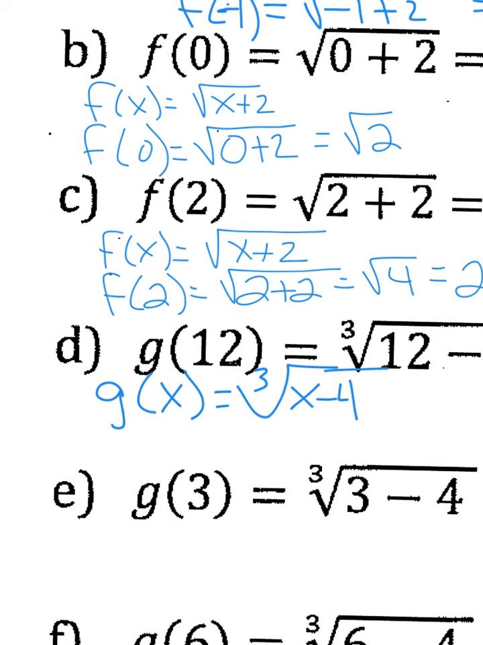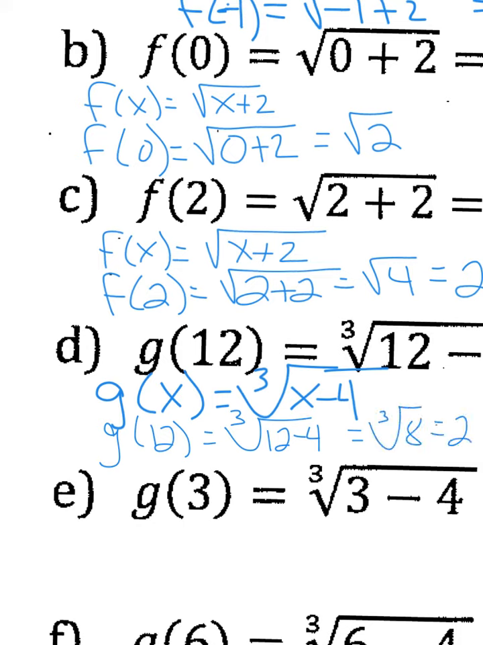So to find g of 12, I'm going to replace 12 for x in this function. So g of 12 equals the cubed root of 12 minus 4. I don't really need that parentheses there. 12 minus 4 is 8, so this would be the cubed root of 8, which is 2. 2 times 2 times 2 equals 8.